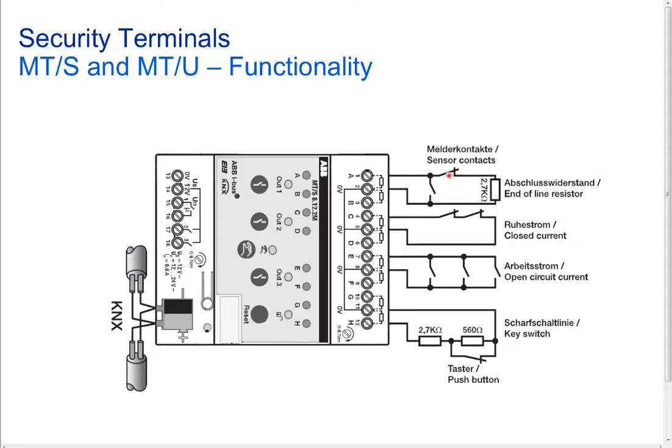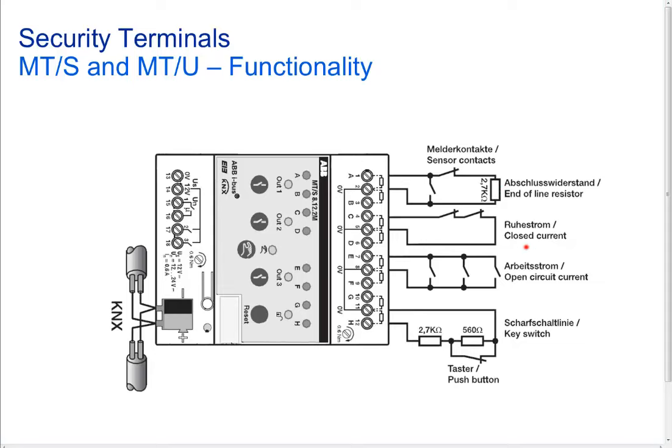A normally closed contact will be connected in serial, or you see it even better here on input B. Normally open contacts will be connected in parallel, you see here at channel C. But you can also mix it in one zone. And normally you should use this 7.7 kilo ohm end of line resistor.